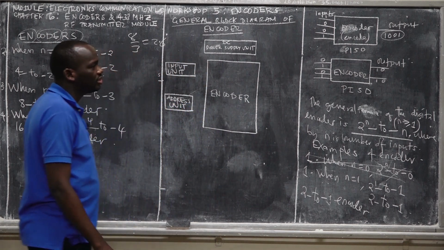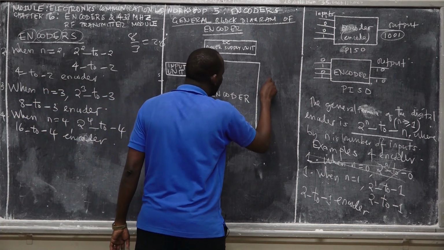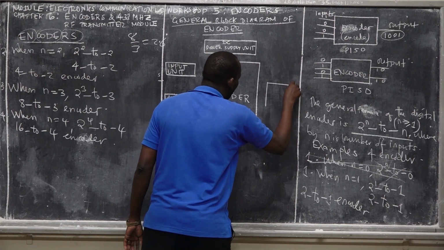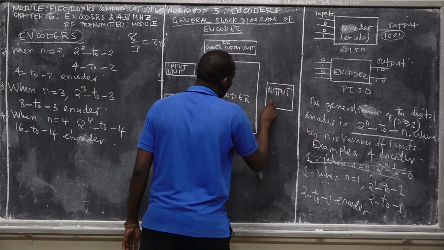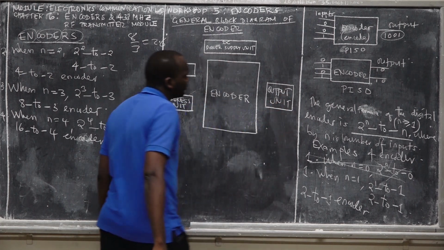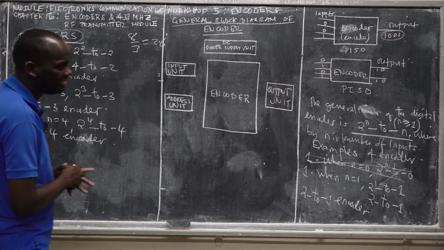So this is the encoder. That's another block. And once we have the encoded information, we are going to have another block, which we call the output unit. So this is the structure of the encoder. This is the general block diagram of an encoder IC.